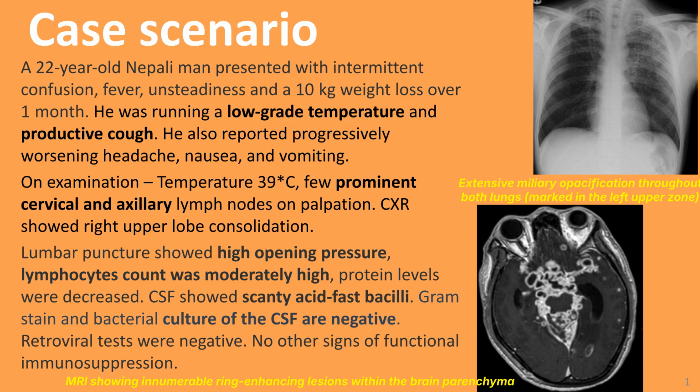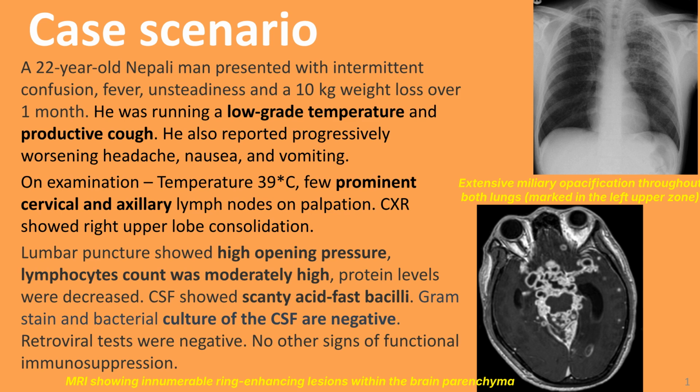Welcome to this session on bacterial infections of the nervous system, focusing on tubercular meningitis and neurosyphilis. Let's begin with a clinical case. A 22-year-old Nepali man presents to the emergency department with a constellation of concerning symptoms. Over the past month, he's experienced intermittent confusion, fever, unsteadiness, and a dramatic 10-kilogram weight loss.